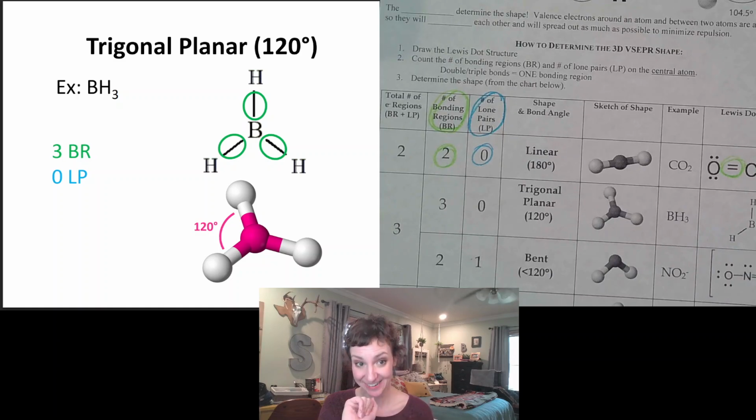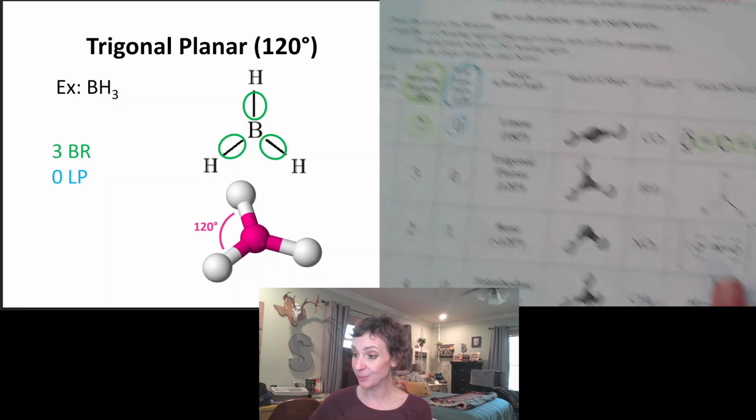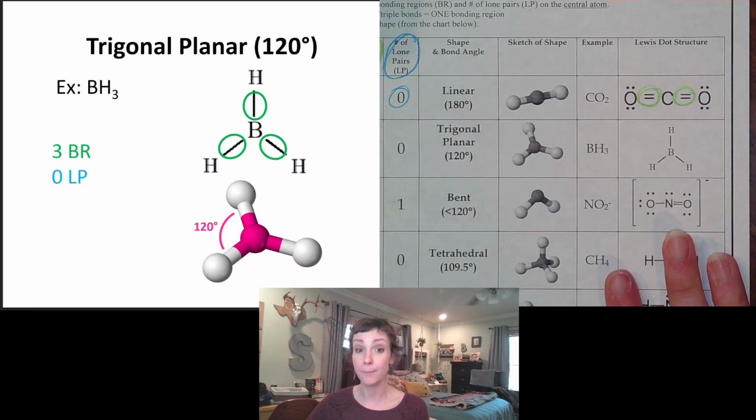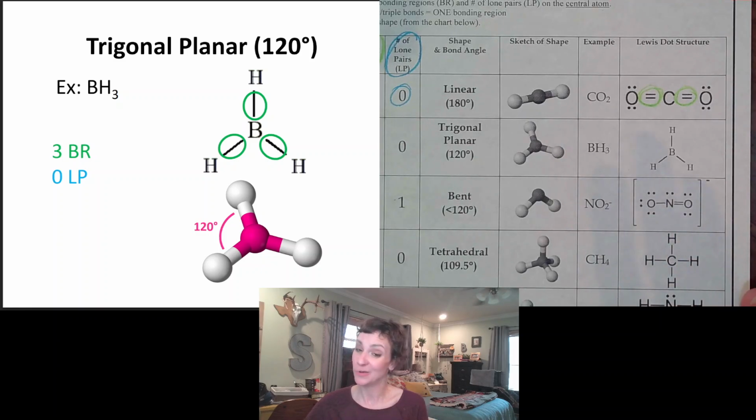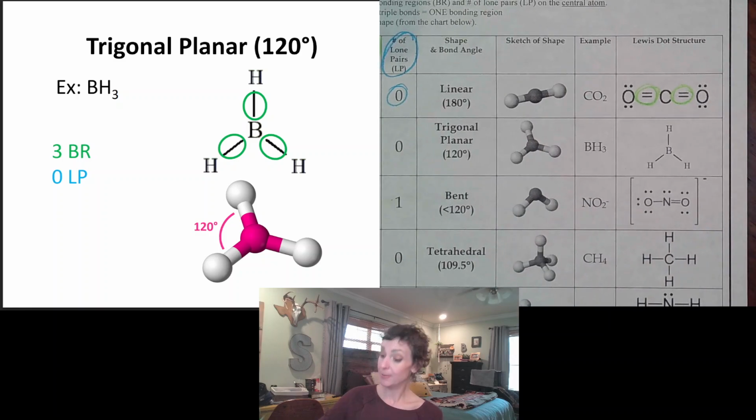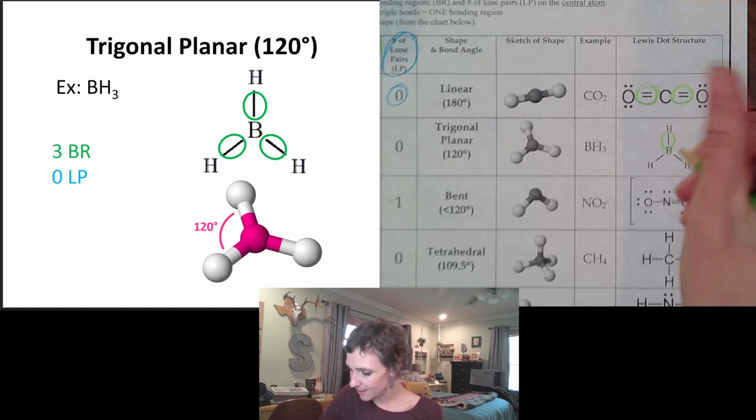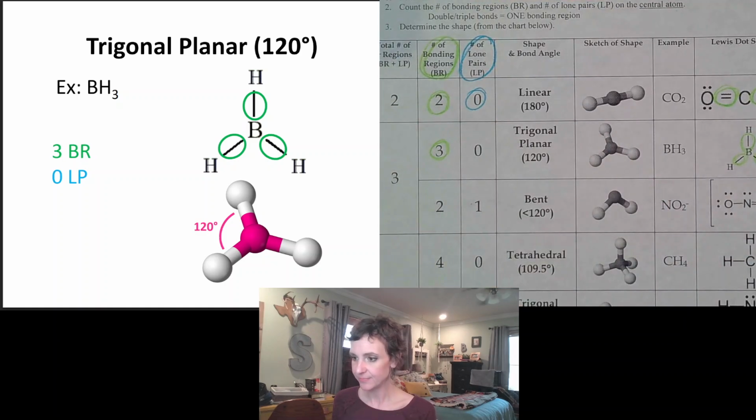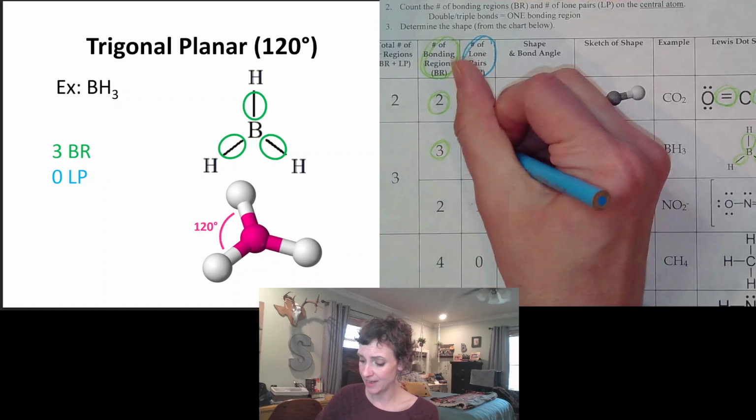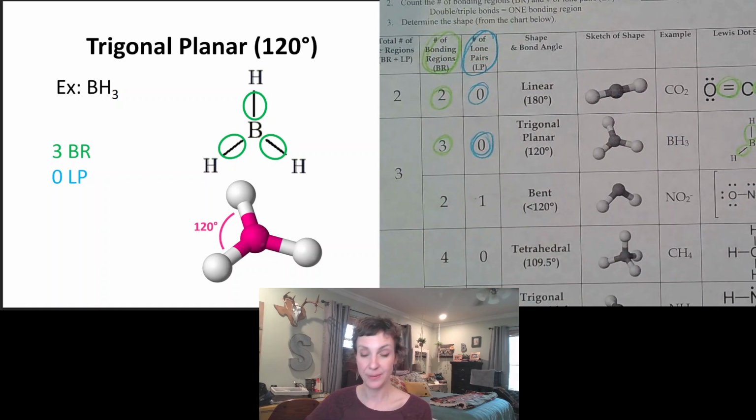Trigonal planar. An example for trigonal planar is BH3. Remember, boron is one of my exceptions to the octet rule. He is only fine with 6 valence electrons, and that is why you are only seeing 3 bonding regions, and all of them are single bonds. So I grab my bonding regions colored pencil, my green one, and I circle all 3 of those bonding regions and say, that's where I got the 3 from. Cool. And he does not have any dots on that central boron atom, so he's got 0 lone pairs.